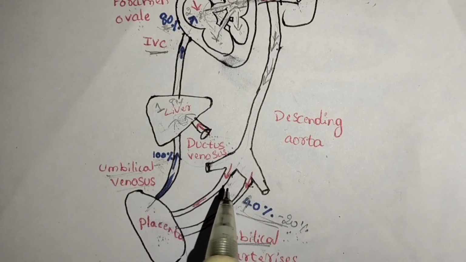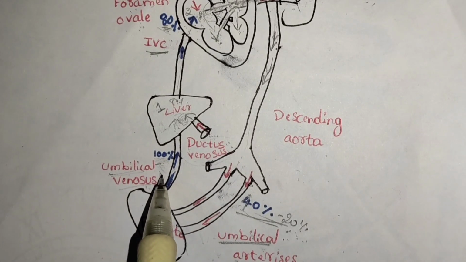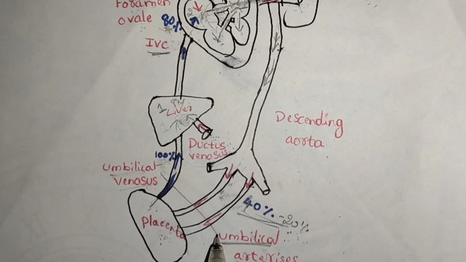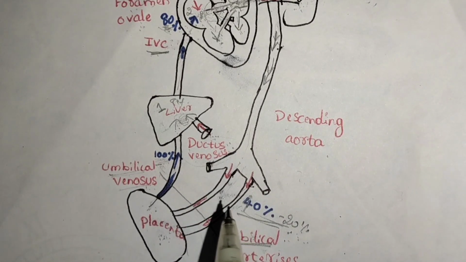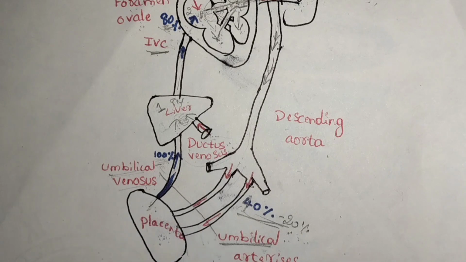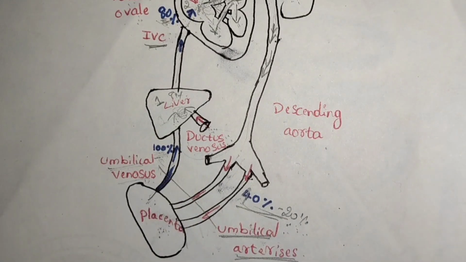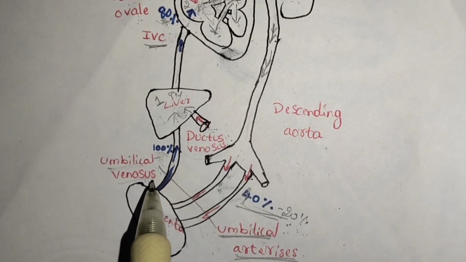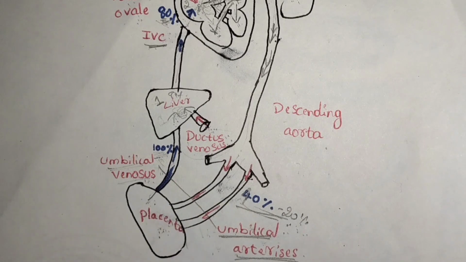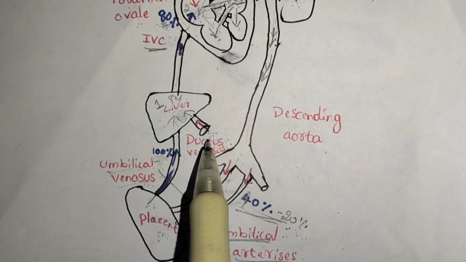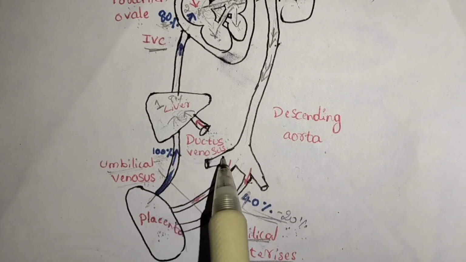The very first change seen here is that this connection gets disconnected. Immediately after the birth, the umbilical cord is cut. In the umbilical cord, three connections are present: two umbilical arteries and one umbilical vein. These three connections are disconnected and get closed. And the next one is the ductus venosus.